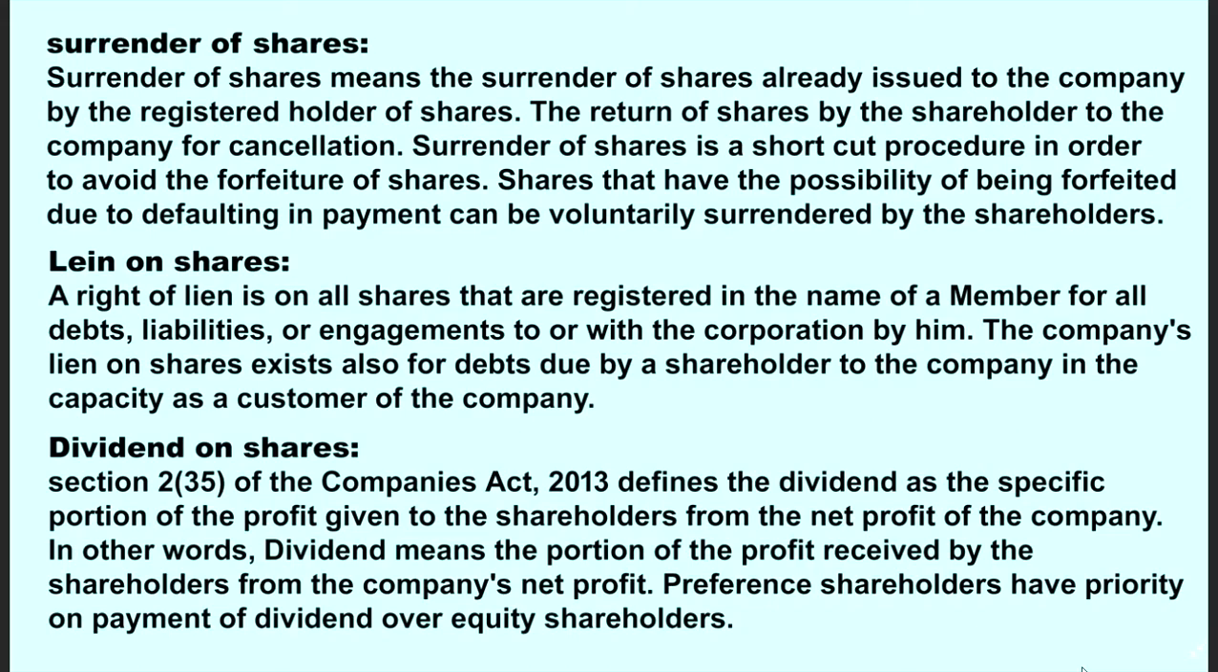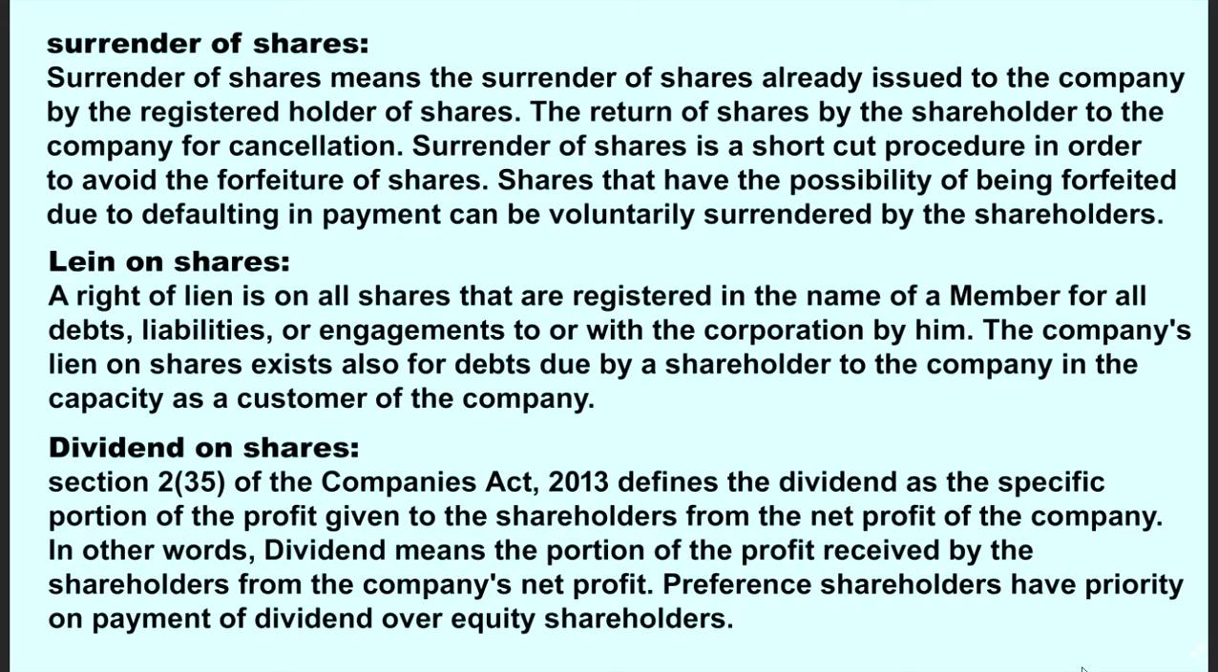Lien on shares. The right of lien is on all shares that are registered in the name of a member for all debts, liabilities, or engagements to or with the corporation by him. If a person who is a shareholder has debts, liabilities, or engagements with the corporation, then the company has a right to lien on shares. The company's lien on shares exists also for debts due by the shareholder to the company in the capacity as a customer of the company.